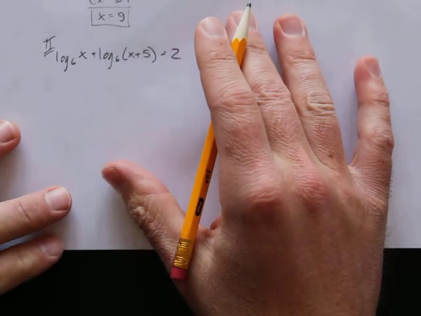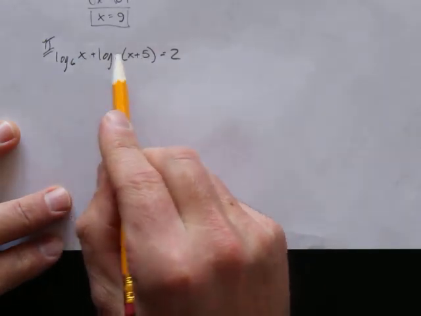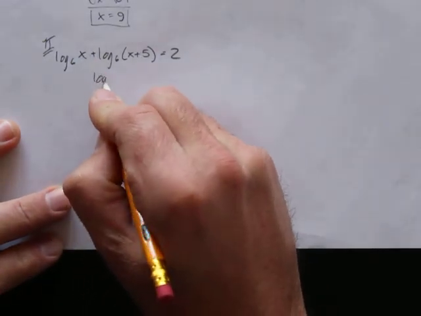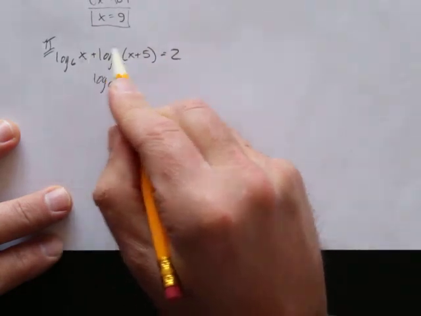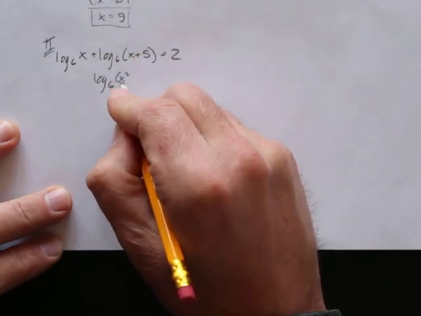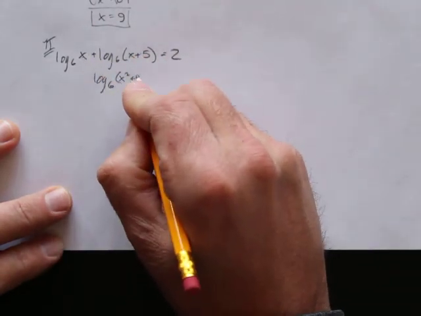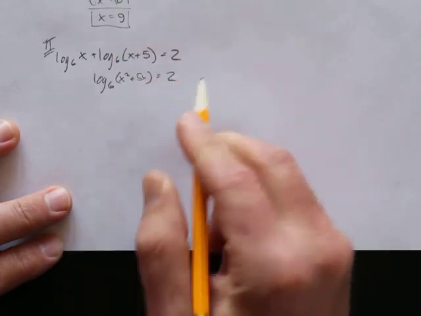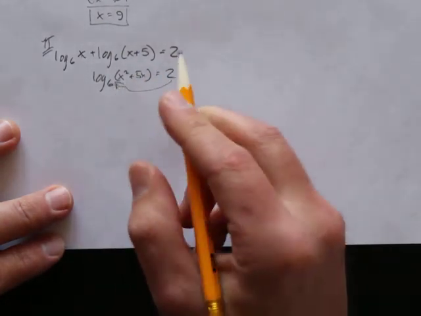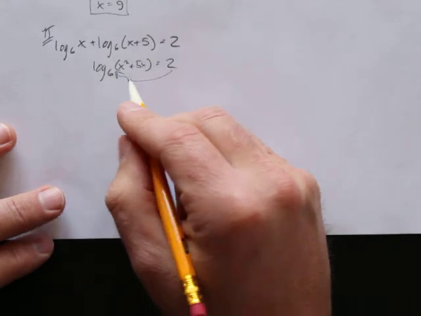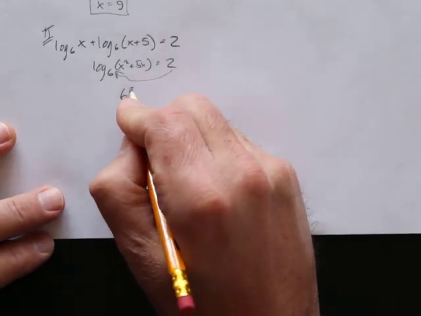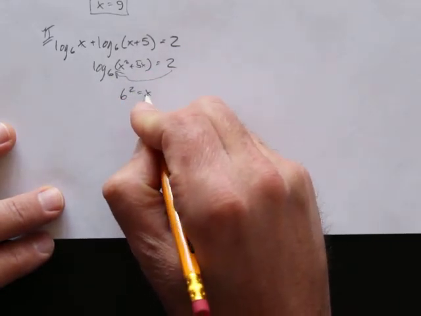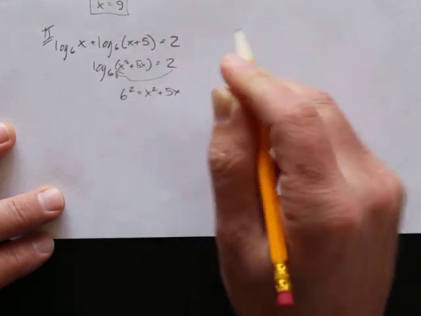All right, let's see how you did. Okay, so I'm going to multiply these two and combine these logs. So log base 6 of x squared, x times 5 is 5x, equals 2. I'm going to take this 2, jam it up in there, and change this to a different kind of expression. 6 squared equals x squared plus 5x.